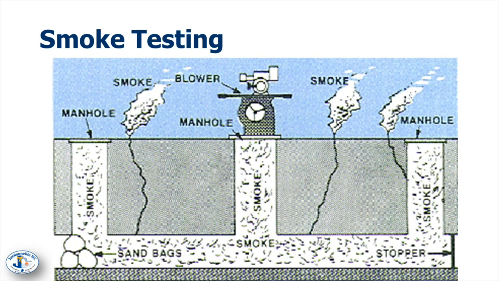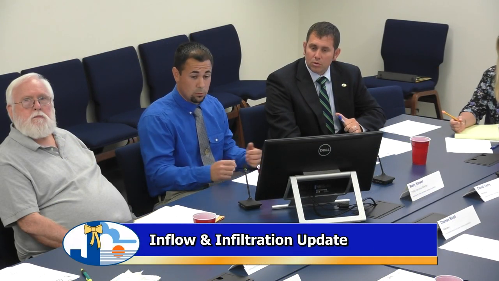With smoke testing, we take a blower and discharge smoke into the sewer system. It's a visual inspection where we see where the smoke is coming out. Obviously if it's coming out, water can get in. So we can narrow down areas of inflow rather quickly. A majority of the problems are simply uncapped cleanouts, which is a quick remedy and fix.